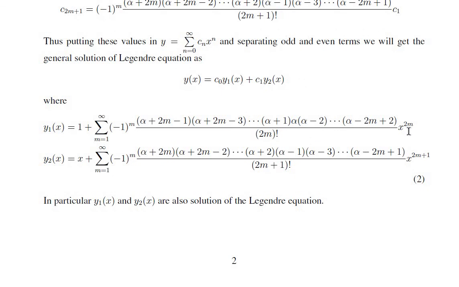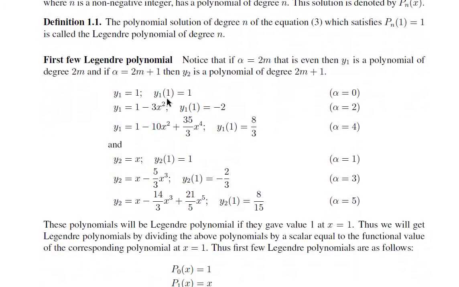See here, x to the power 2m. This coefficient will be of x to the power 2m. So when alpha is 2m, then this is also 2m. So if it is a polynomial, see here, you will see better. When alpha is 0, then y1 is a degree 0 polynomial. Alpha is 2, this y1 is a 2nd degree polynomial. Alpha is 4, this is a 4th degree polynomial. Alpha is 1, then this is a 1st degree polynomial. Similarly.